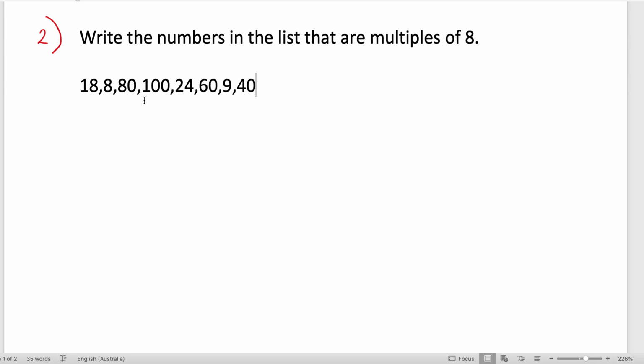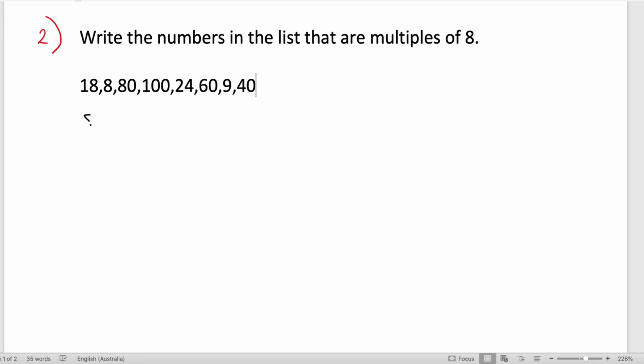Let's do this example now. Example number 2, it says, write the numbers in the list that are multiples of 8. And we have all these numbers here. So I'm going to start by sorting it out because that will make my life a little bit easier to organize it. So I'll start in ascending order.